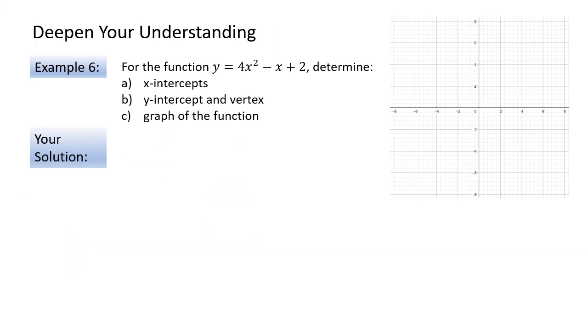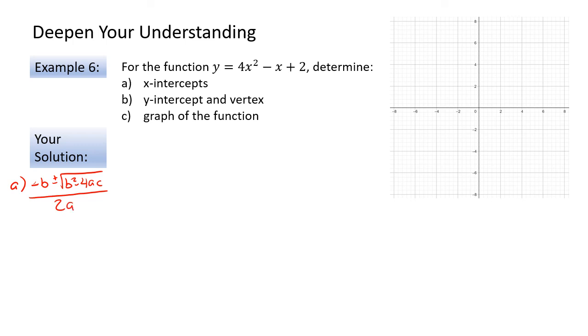Okay, so our last example. For the function y equals 4x squared minus x plus 2, determine A, the x-intercepts, B, the y-intercept and the vertex, and C, the graph of the function. The intent with these 4 is to show you slightly different graphs. So we're going to start with part A, the x-intercepts, using the quadratic formula, which is -b plus or minus the square root of b squared minus 4ac, divided by 2a.